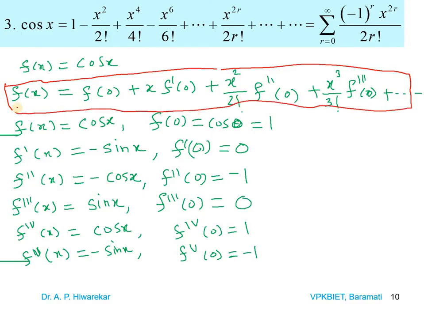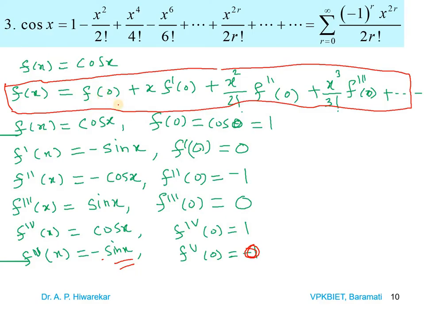So what we do, we substitute f of 0 as 1, f dash of 0 as 0, f double dash is minus 1, f triple dash is 0, f4 dash is 0, and f5 dash will be, obviously, 0, not minus 1. So sin x is the derivative of cos x, which is minus sin x. And if you substitute x as 0, you will get the fifth derivative as 0. So if you substitute these values over here, you will get cos x in this particular formula.